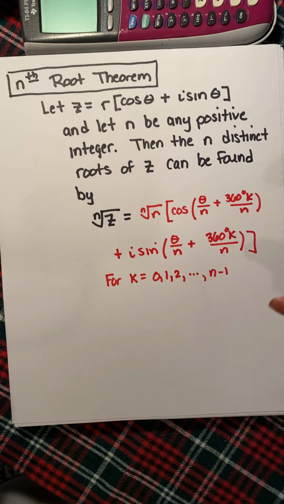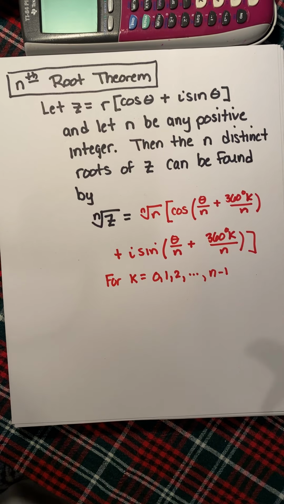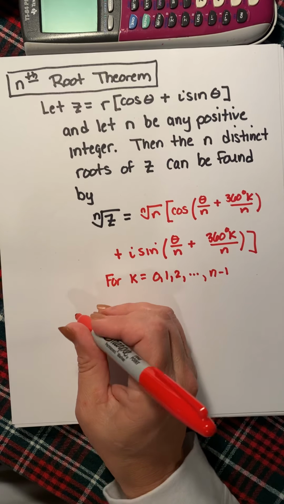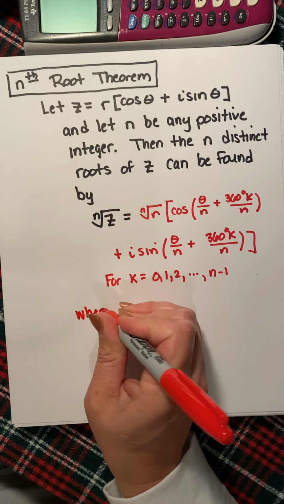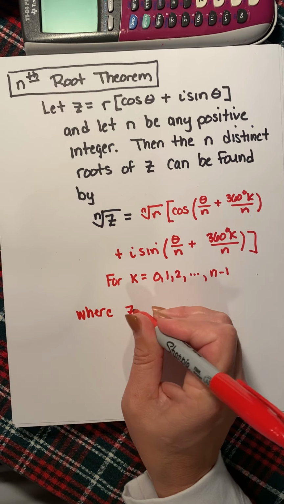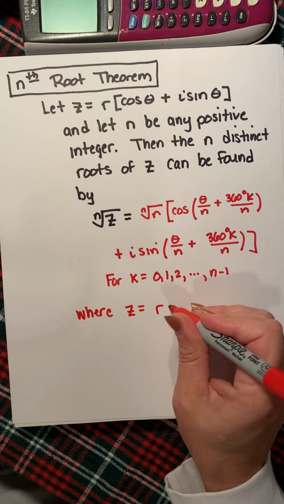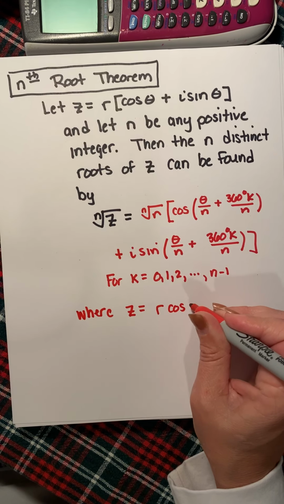So I'm just going to write this down, and we're going to do an example because I think it's a lot easier to do an example than to talk through this. So where z is the complex number written in its trigonometric form.